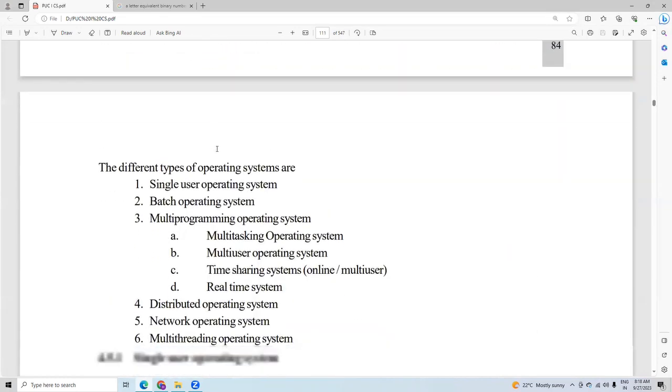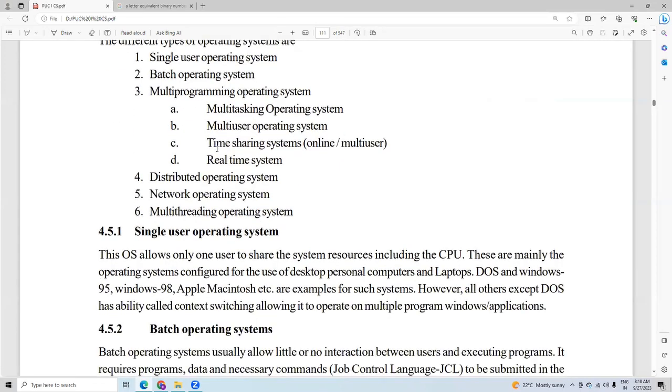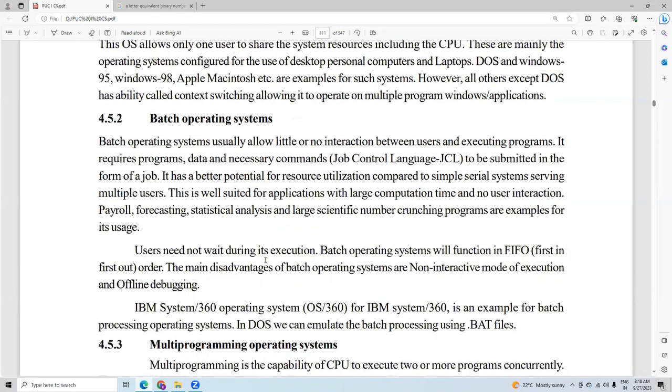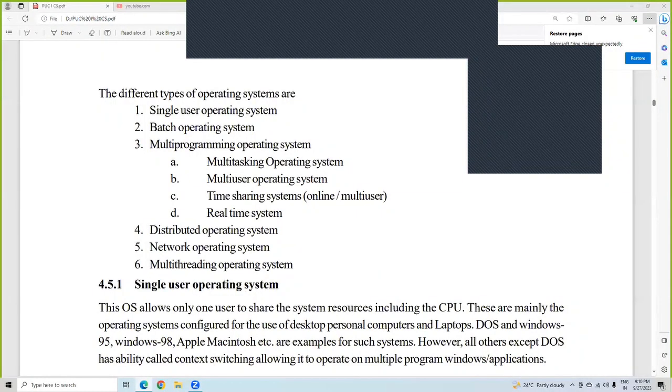And types of OS: we have single user, multi-user, batch operating system, multi-programming operating system. In that, multitasking, multi-user, time sharing, real-time, distributed OS, network OS, and multi-threaded operating systems are there. Single user means this OS will be used by only one user. So the OS allows only one user to share the system resources, including the CPU. These are mainly OS configured for the use of desktop graphical.